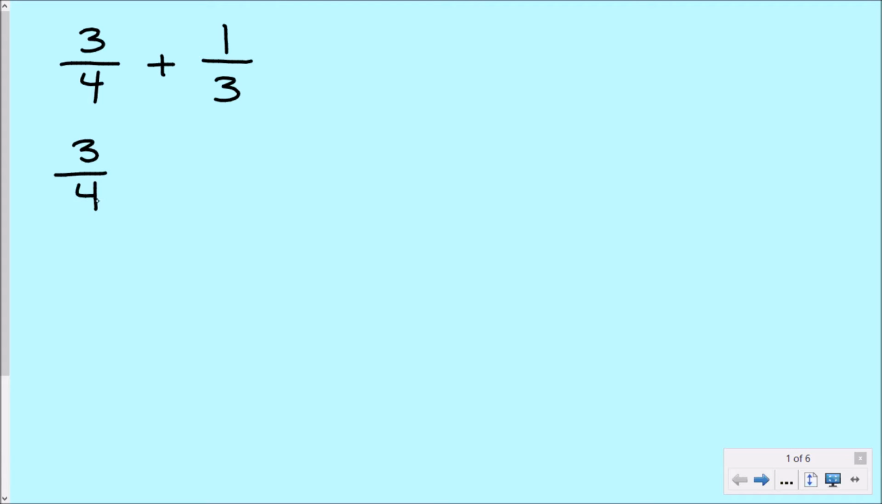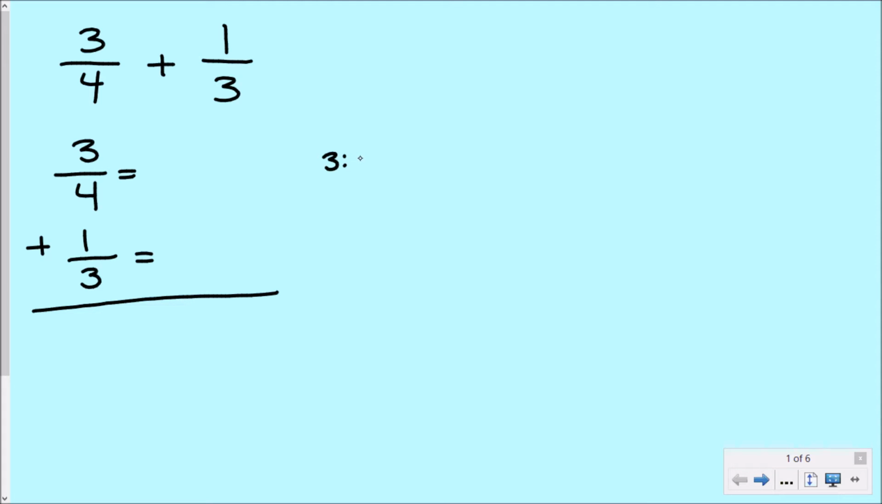Whenever I'm adding or subtracting fractions, I prefer to write the problems vertically. This will allow me enough space to write the equivalent fractions once I find the common multiple, which becomes the common denominator. So the first thing I do is list the multiples of my two denominators. In this case, it's going to be 3 and 4.